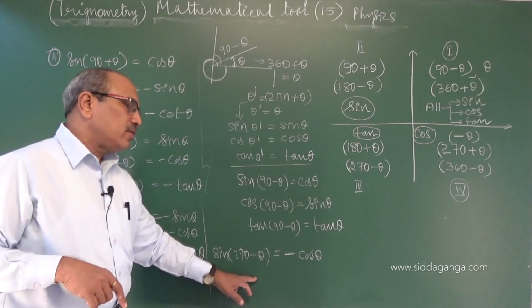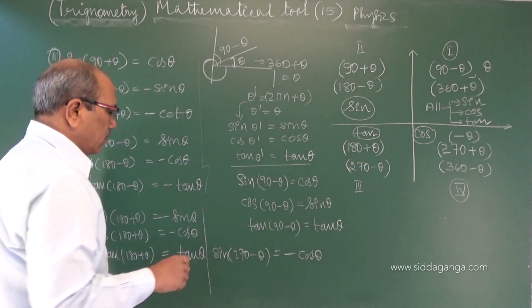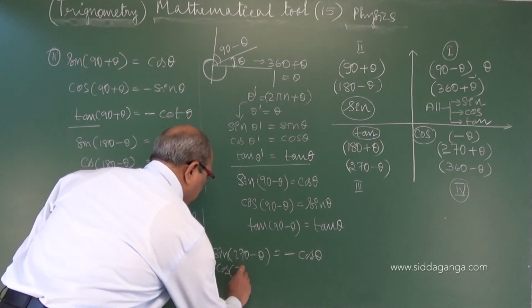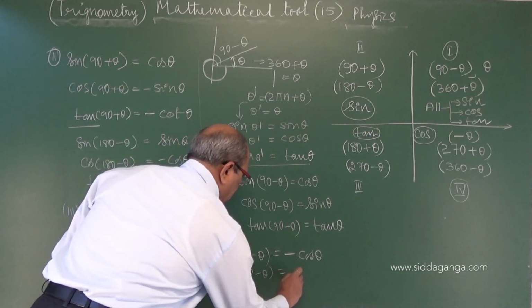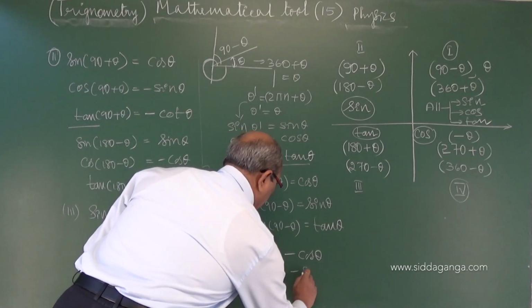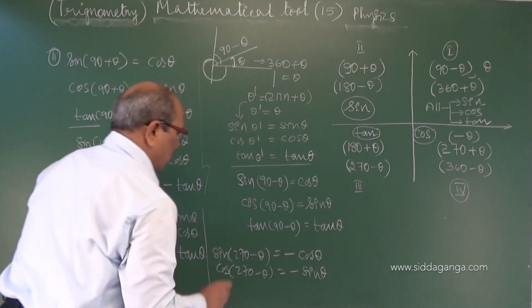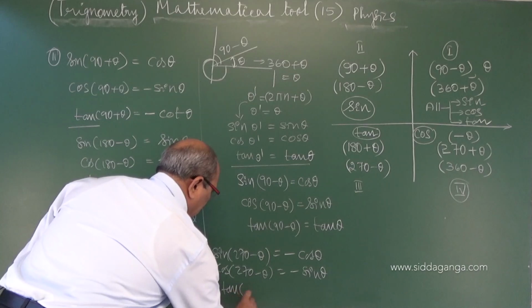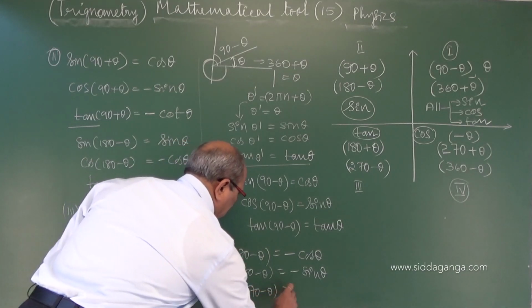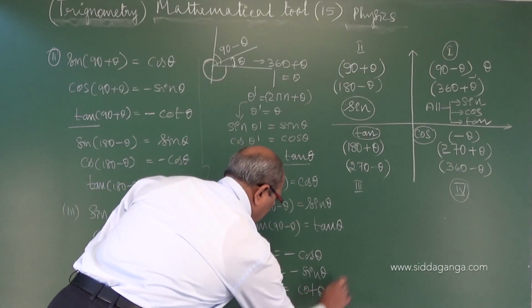If you consider sin of 270 minus theta, it becomes minus cos theta, because with 270 plus or minus theta the function turns by 90 degrees. And similarly, cos of 270 minus theta becomes minus sin theta, whereas tan of 270 minus theta becomes cot theta, positive.